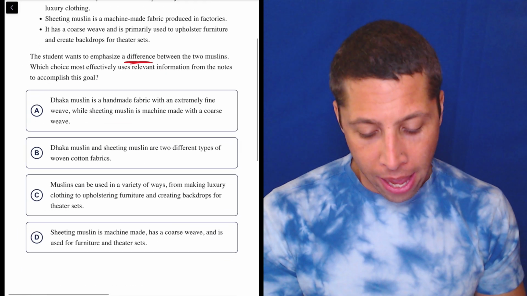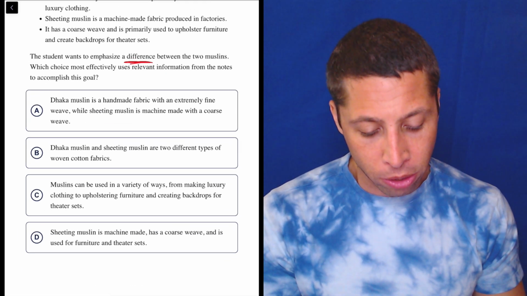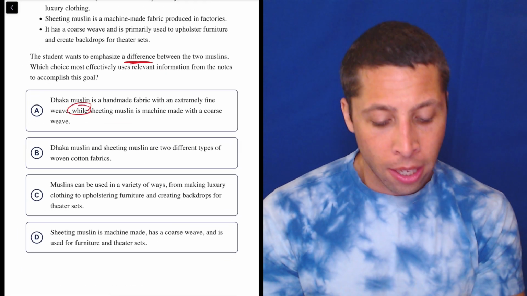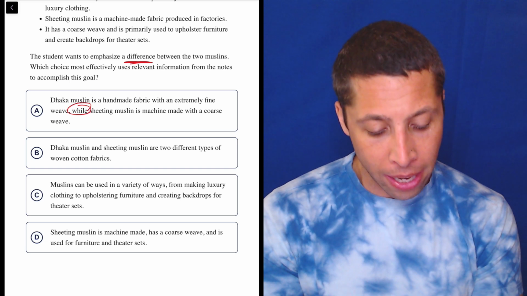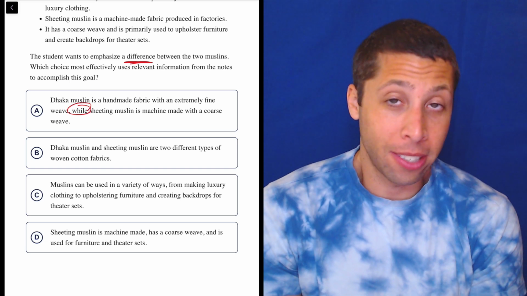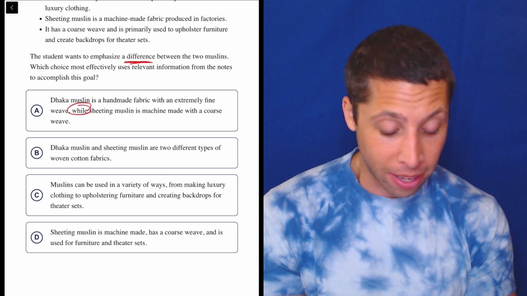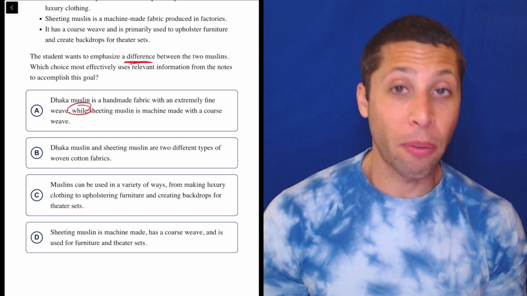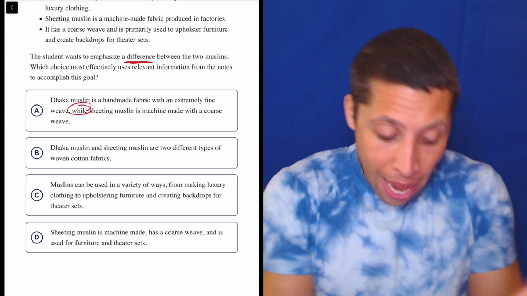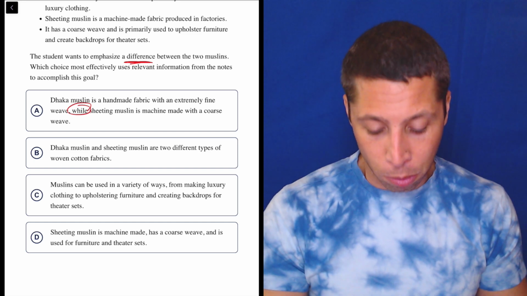Let's look at it. A, Dhaka muslin is a handmade fabric with an extremely fine weave, while sheeting muslin is machine made with a coarse weave. Well, "while" is a difference word, so that's a pretty good sign. They do seem to have a difference. I don't know anything about fabrics or muslins, but yeah, seems like a difference. So that looks pretty good.